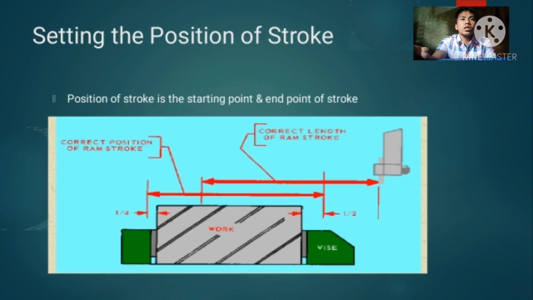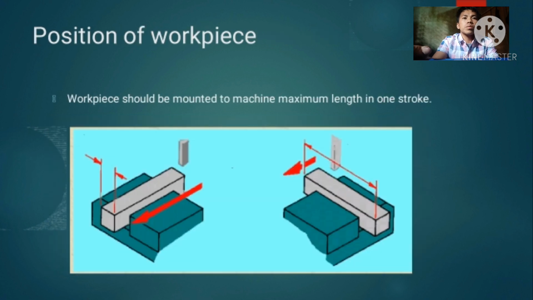Let's go on to setting the position of stroke. Position of stroke is the starting point and end point of stroke. Correct position of ram stroke, correct length of ram stroke. And position of workpiece. Workpiece should be mounted to machine maximum length in one stroke.